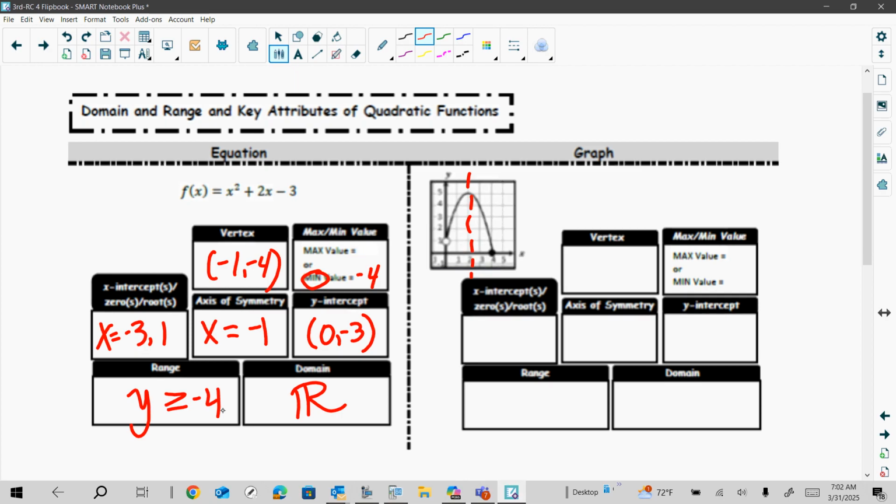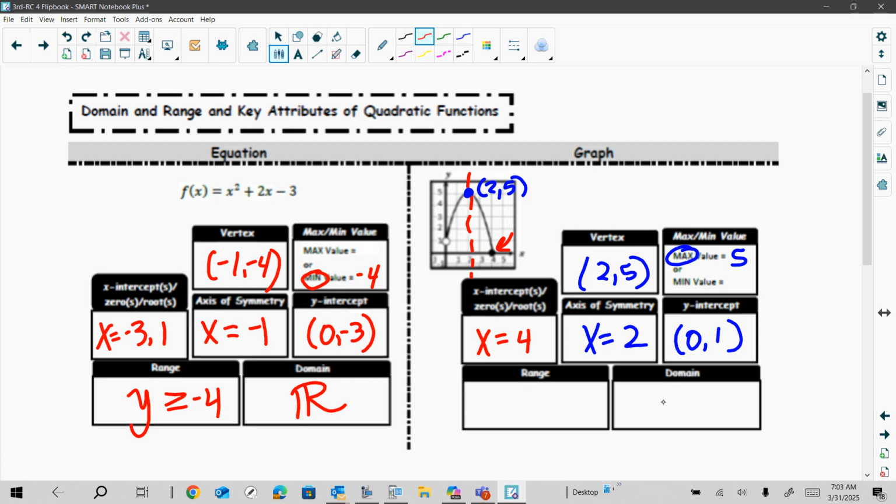Now on this one, they gave us a graph where we can physically see the vertex at that maximum value, and that is the coordinate 2, 5. So 2, 5. The highest value is at 5. The axis of symmetry goes through that point, so it's x equals 2. Our y-intercept, even though it's open, is at 0, 1. Our x-intercepts, there's only one x-intercept here. It only touches the x-axis once, and it's closed. So it's x equals 4.